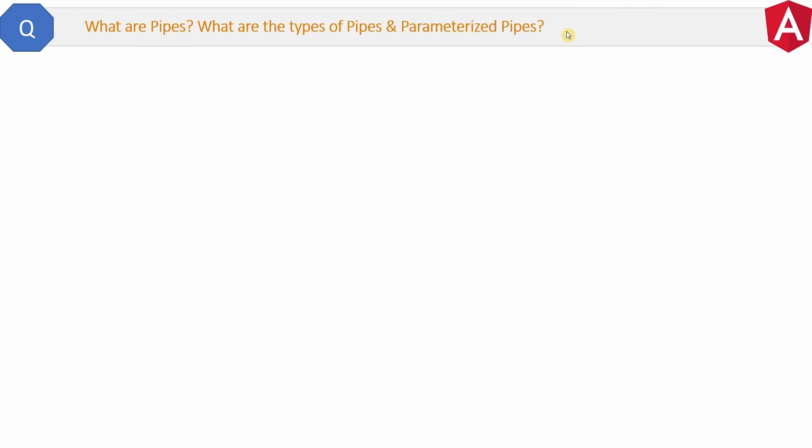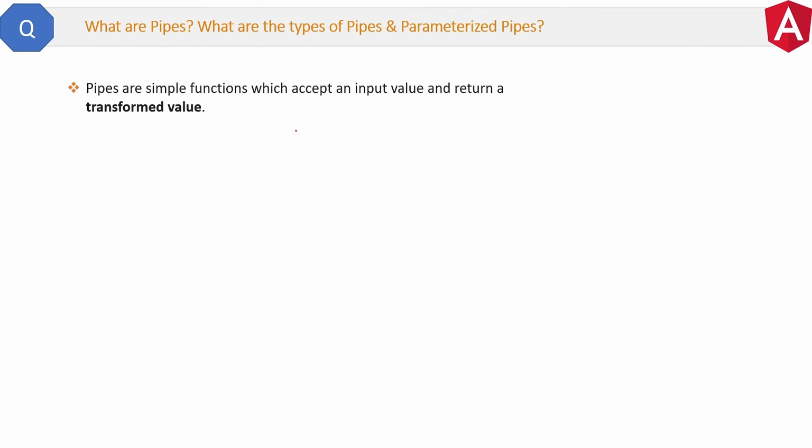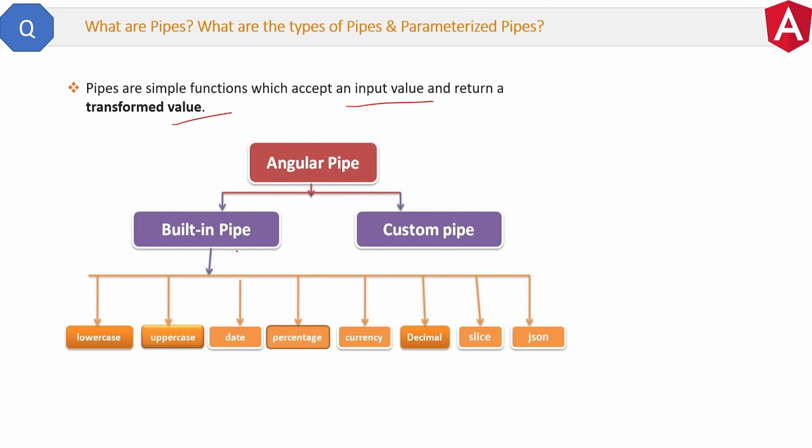What are pipes in Angular? Here is the simplest definition. Pipes are simple functions which accept an input value and return a transformed value. We have 2 categories of pipes: built-in pipes which are provided by the Angular framework, and then custom pipes which you can develop on your own and then you can use at many places in your application. And here are all the types of built-in pipes in Angular.